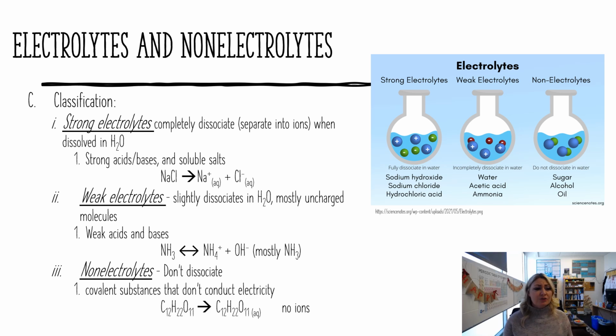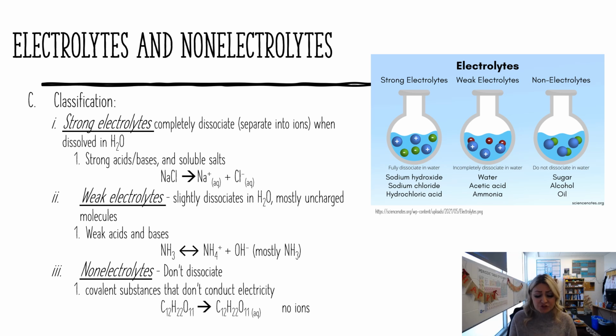So a strong electrolyte, just like a strong acid, is going to completely dissociate or separate into ions when dissolved in water. So thinking back to our acids and bases unit, strong acids and bases are going to completely dissociate in water, as well as soluble salts or soluble ionic compounds.